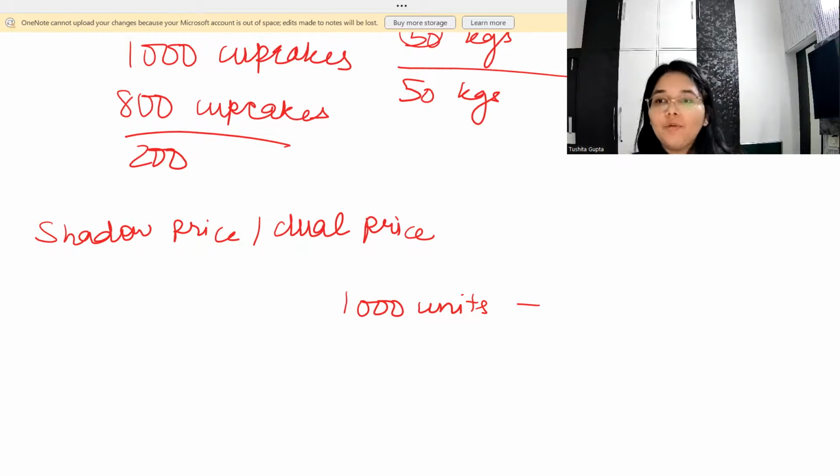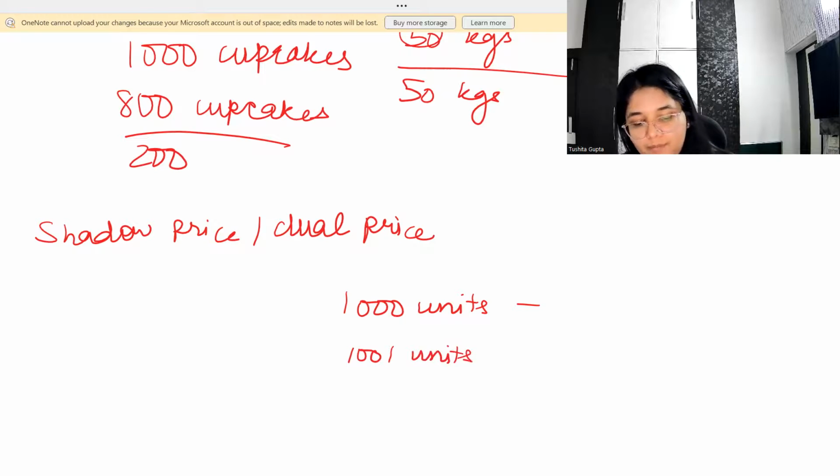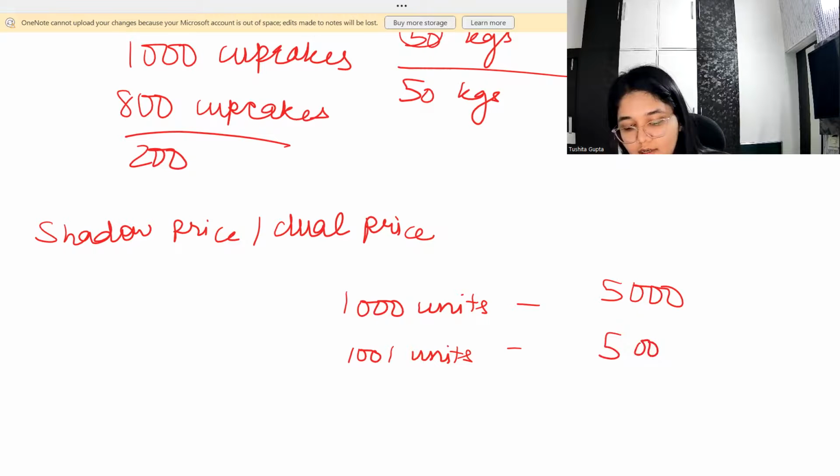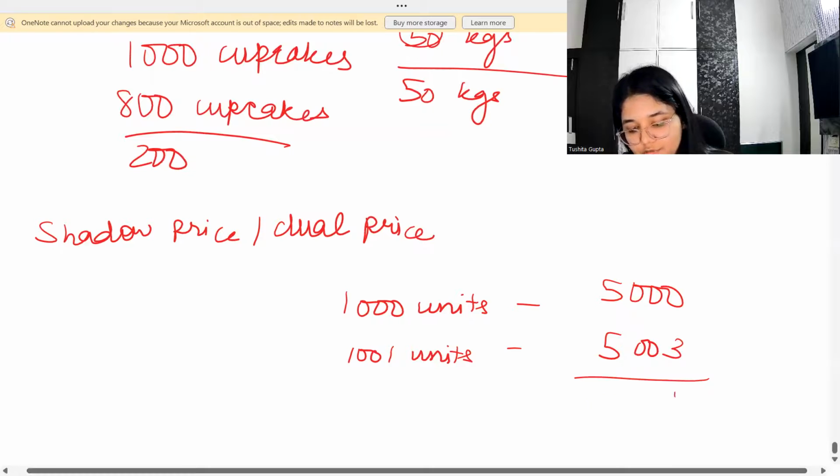Now, by how much will my contribution increase if I have one more unit of my limiting factor, which is my labor? So perhaps if I have 1,001 units of labor, so maybe at 1,000 units of labor my contribution was, let's suppose, $5,000, and at 1,001 I might be able to earn a contribution of, let's suppose, $5,003. So the additional increase in my contribution, which is $3, is the increase I'm getting due to having one additional unit of the resource which is in limited quantity, which is my limiting factor.